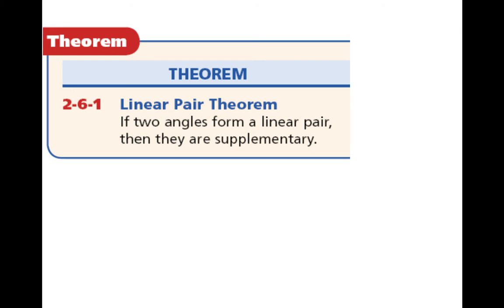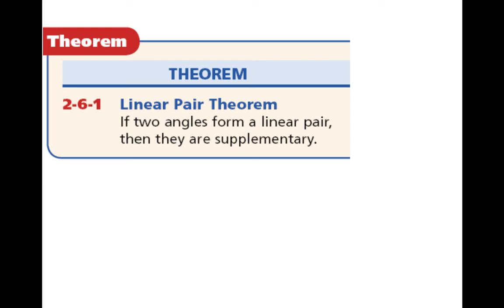So if you'll find the first theorem, its number is 2.6.1, and it's called the linear pair theorem. If two angles form a linear pair, then they are supplementary. So as you fill out your notes, what is the hypothesis and what is the conclusion? From what we've been studying, the hypothesis is the if part of an if-then statement. So your hypothesis: two angles form a linear pair. Conclusion: they are supplementary.